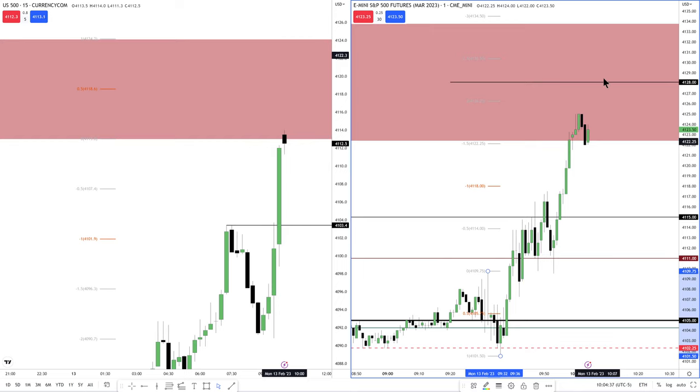If it starts to run as soon as it hits this level, should it do so? I don't know if it's going to. Should it do that, you want to screenshot your chart as soon as it does that, and then log it and annotate what you've observed this morning.